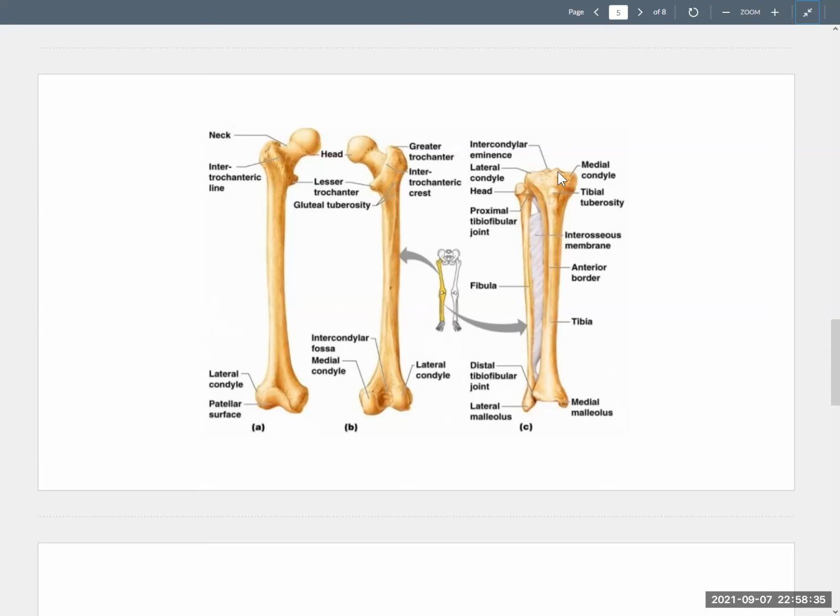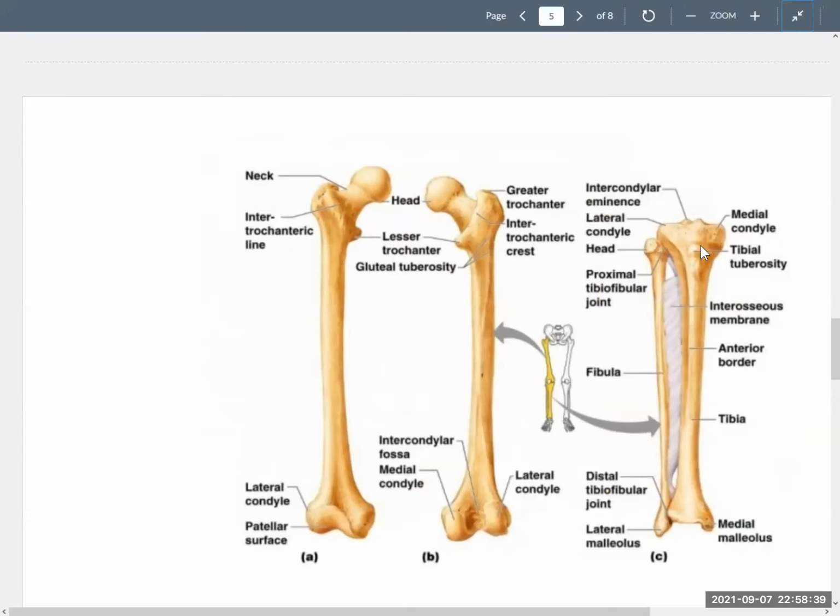At the very top, there's a crown. Looks sort of like saddleback majestic beak. This is the intercondylar eminence. Intercondylar eminence.